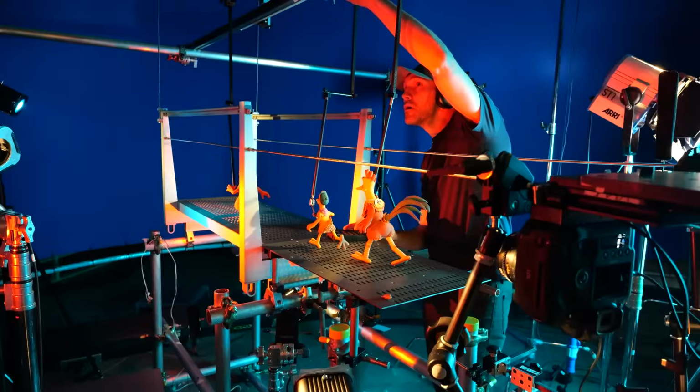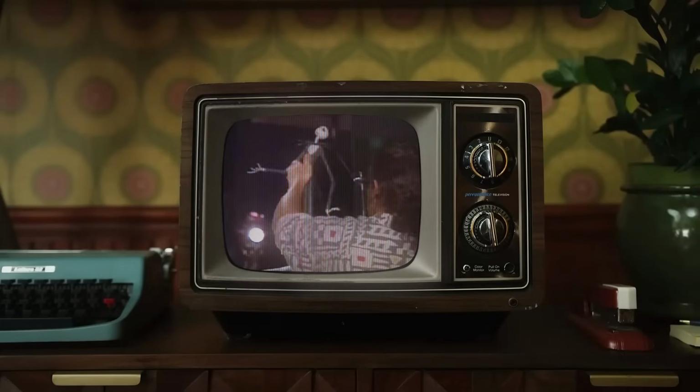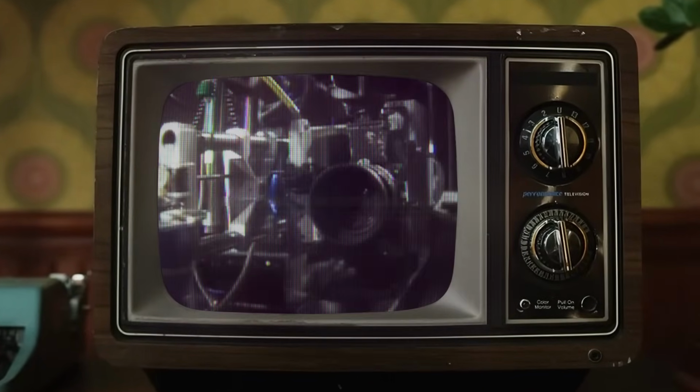To help us is Andy from Andymations, who's worked on many stop motion movies, and also Sarah, who's worked on both CG and stop motion movies. Let's start with the biggest problem that faced stop motion in the early days: film cameras.